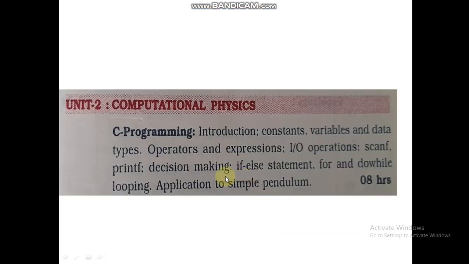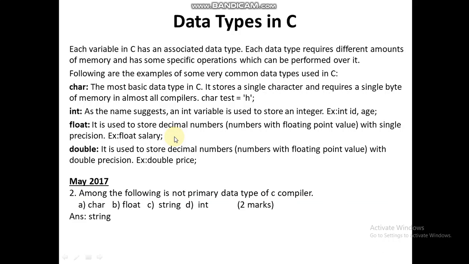Hello friends. In the previous video I explained about variables. Now we'll study data types in the C programming language. So which are the data types in C? Each variable in C has an associated data type. Whenever you declare a variable, you must specify the data type.